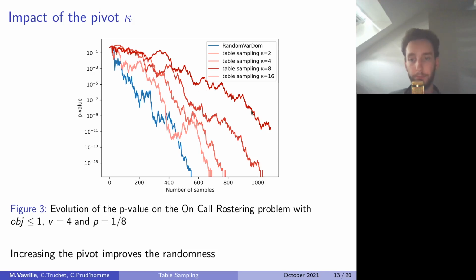This is very easy to understand because in the extreme case, you will have kappa bigger than the total number of solutions, and in this case you just enumerate all the solutions in the first step and then return a random solution, which is perfect sampling. But even when you don't enumerate more than the total number of solutions, you still have an improvement of the randomness. So increasing the pivot improves the randomness.